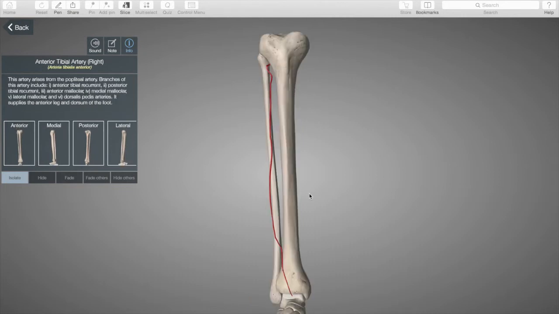Here we see the anterior tibial artery. This arises from the popliteal artery through the interosseous membrane, coursing distally along the interosseous membrane. This terminates in the dorsalis pedis artery and supplies the anterior leg and dorsum of the foot.